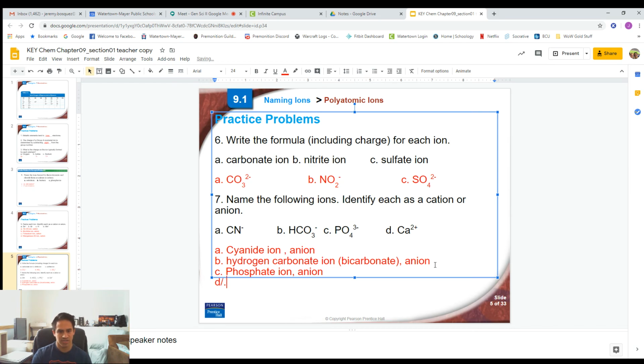And then last one, letter D, Ca2+ is calcium. We call this a calcium ion. It is positively charged, so it doesn't have that "-ide" ending. That "-ide" ending is only put on regular elements that are negatively charged ions. This is a positively charged one, so we don't have to have the "-ide" ending. It's called calcium ion, and then because it is positive, it is a cation.